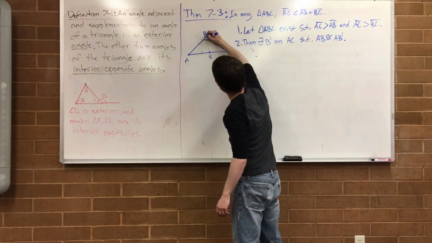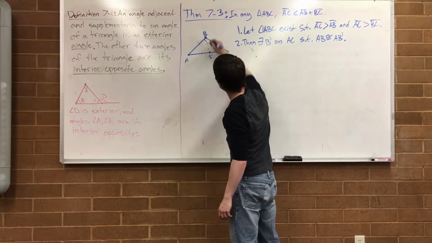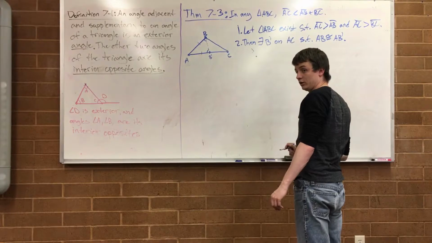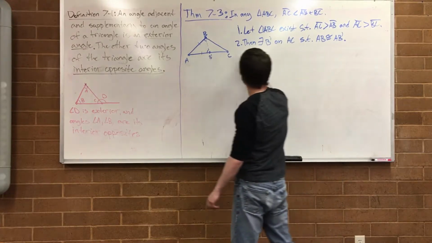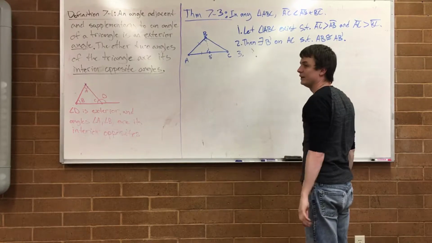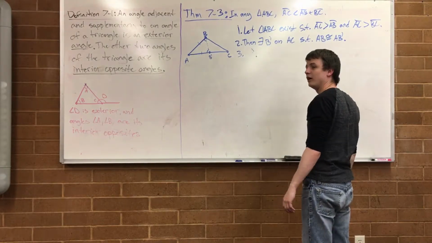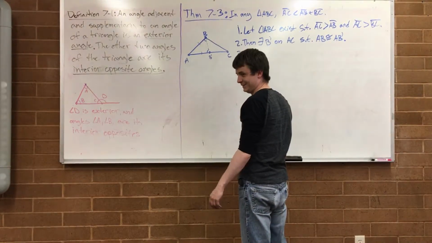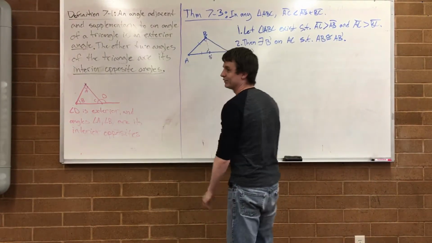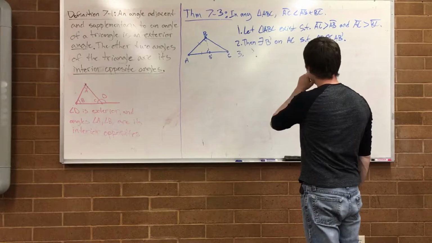So we know that this angle is congruent to this angle. Good? Yes. Base angles of an isosceles triangle are congruent. I think the name for that proof is called the Pons Asinorum. I think that's the famous name for the proof that the base angles of an isosceles triangle are congruent.